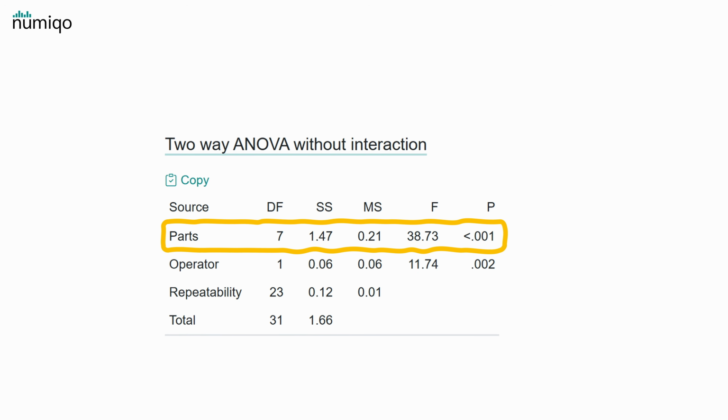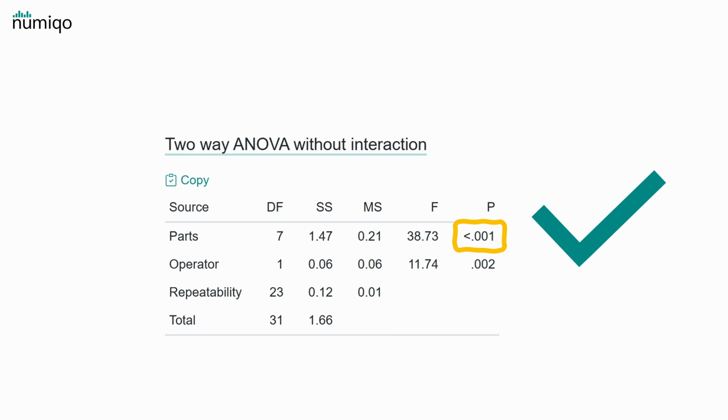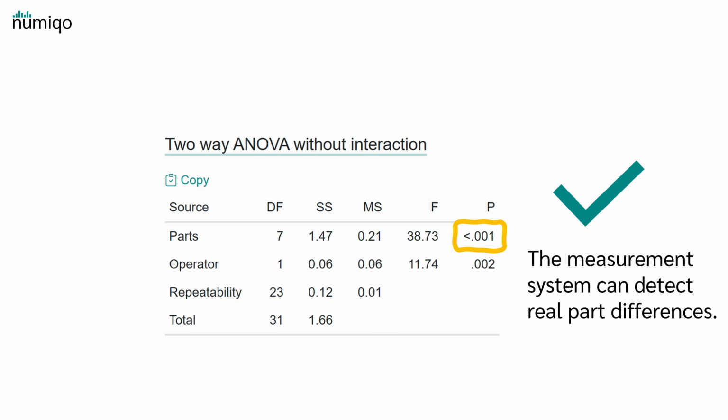So let's have a look at parts. A p-value of less than 0.001 means the parts are significantly different from each other. That is what we want. The measurement system can detect real part differences.